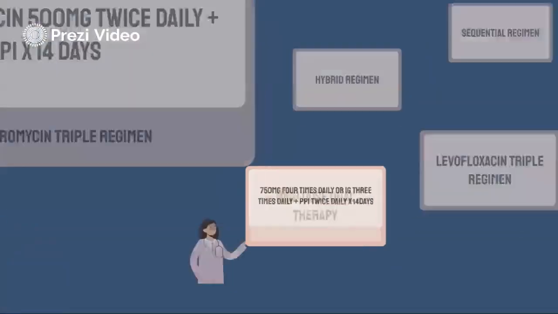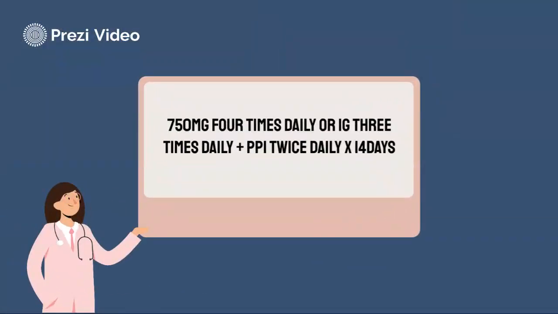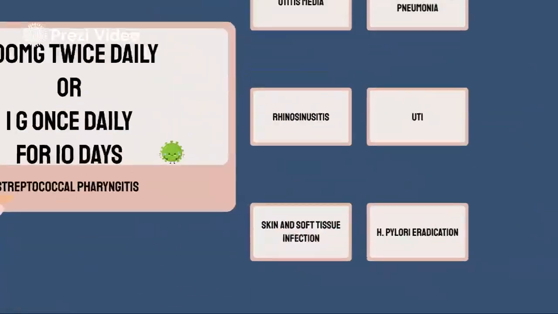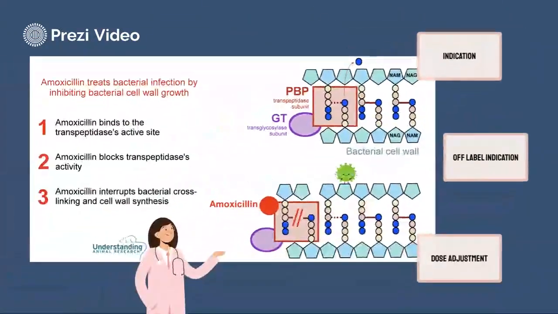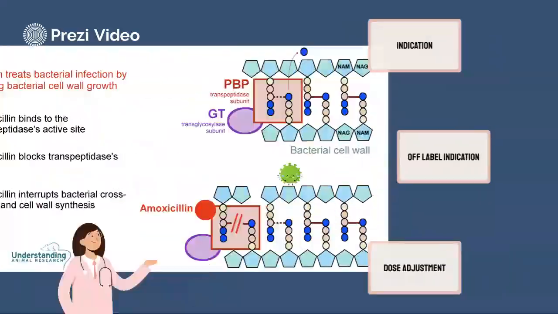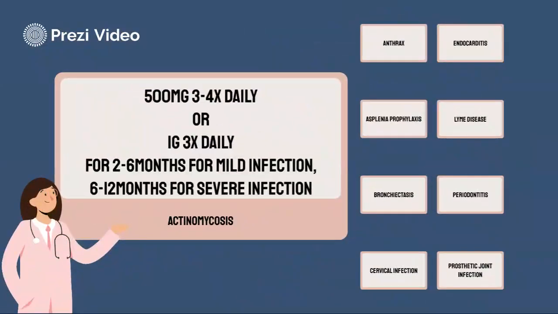And the last one is a high-dose dual therapy, which is an alternative salvage regimen. You may use amoxicillin 750 milligrams 4 times daily or 1 gram 3 times daily, and this in combination with a double dose PPI twice daily for 14 days. And then we can go on ahead and talk about off-label indication use for amoxicillin.